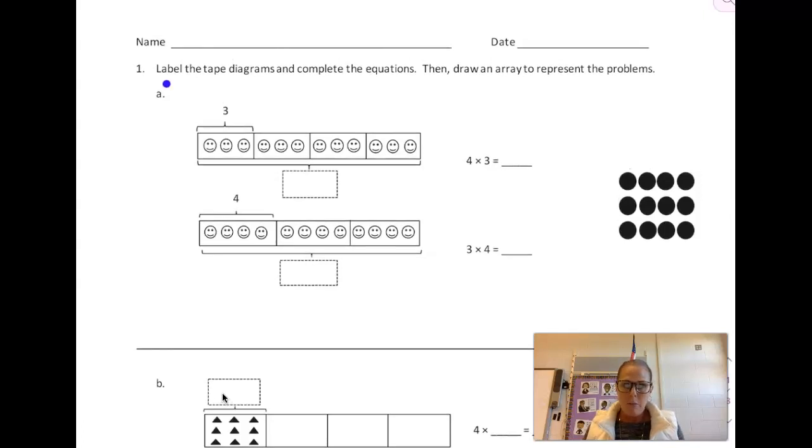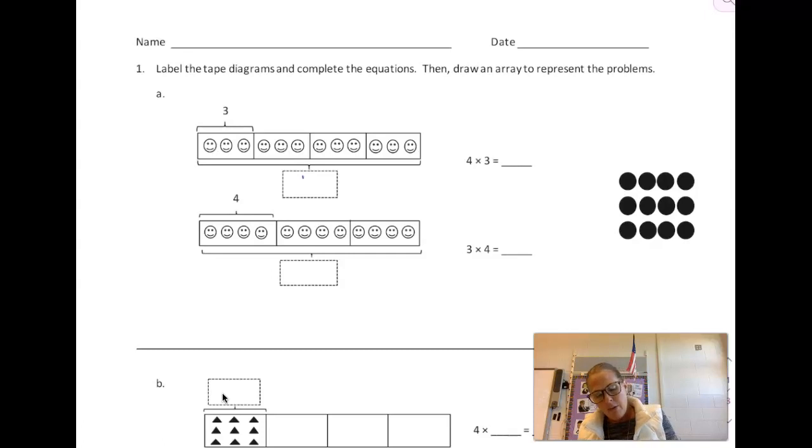Let's read question number 1. Label the tape diagrams and complete the equations. Remember, equations have an equal sign in them. Then draw an array to represent the problems. So in this first one, they've done some of the work for us, okay? What they're telling us is that we have 3 smiley faces in each of these groups. What we want in the box down here is how many groups of smiley faces do we have?